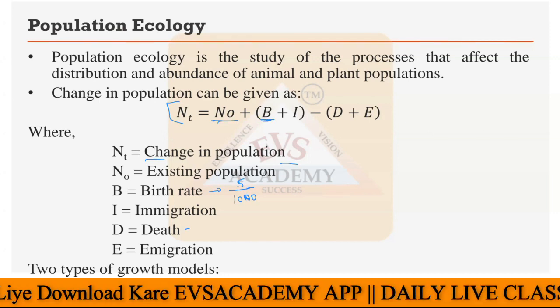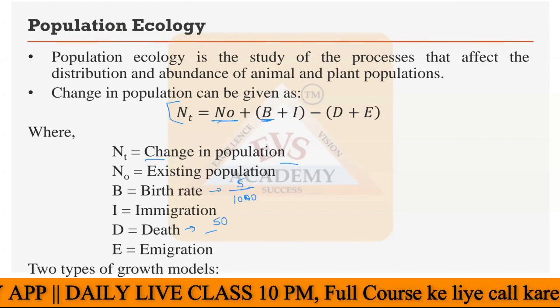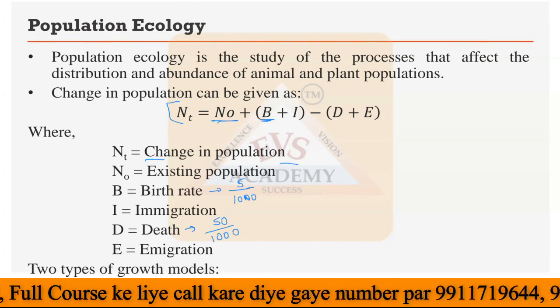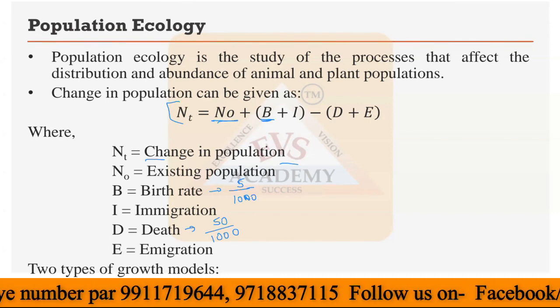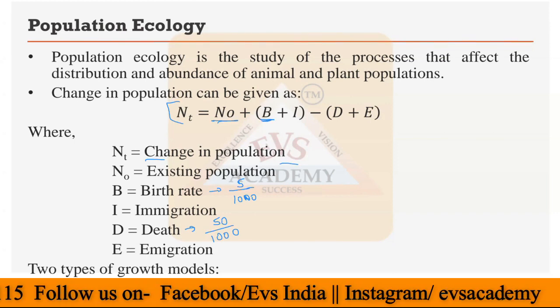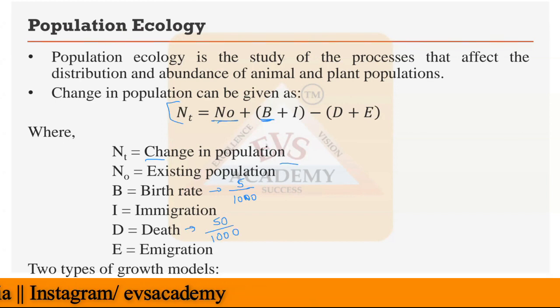Similarly, if I say the death rate is 50, it means 50 are dying out of 1,000 every year. That is how birth rate and death rate are calculated. So B is the birth rate here, per 1,000 per year. I is the immigration. Immigration means the number of individuals coming from the outside environment. D is the death rate that we have already discussed.